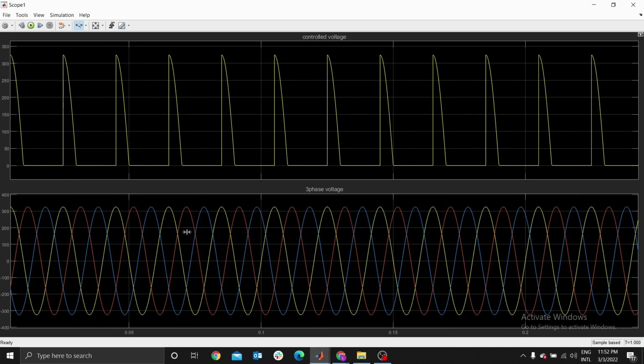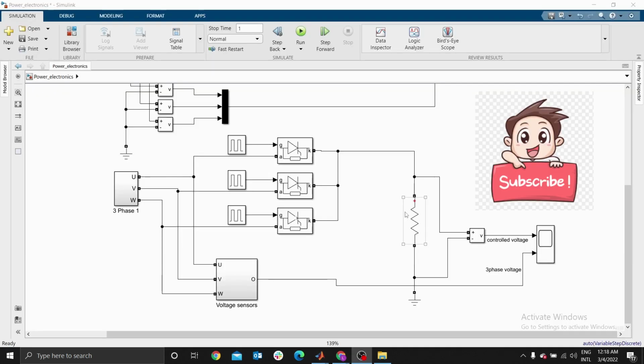This is a three-phase circuit. You see now how the results are similar. Now that's how we can control a three-phase circuit using thyristors.